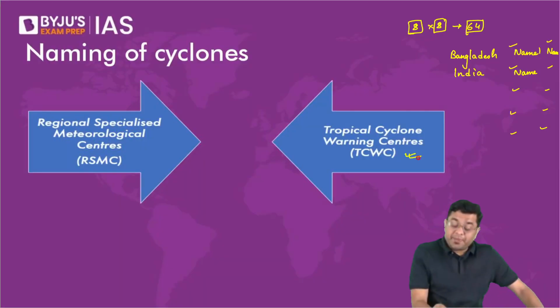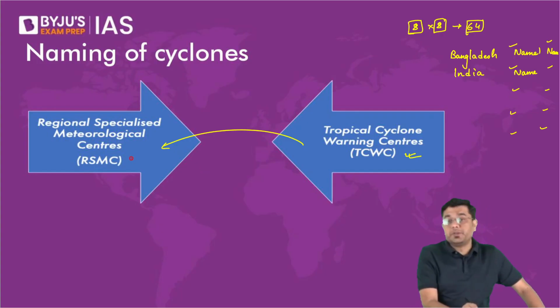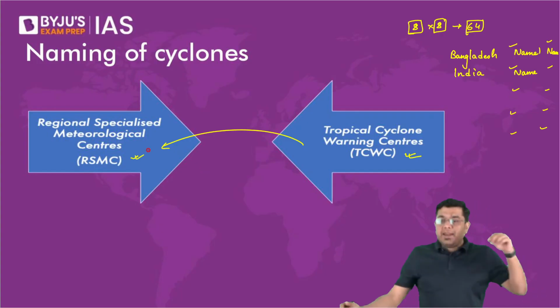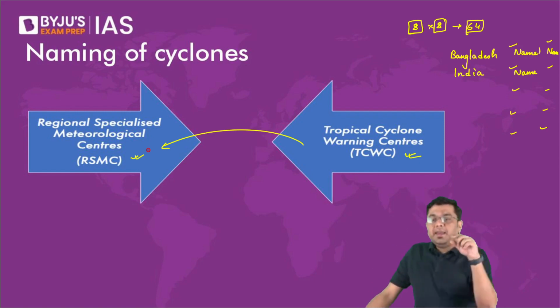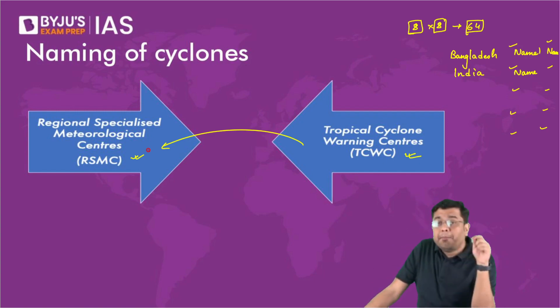That is something which alerts the RSMCs, that is the Regional Specialized Meteorological Center. And the RSMCs, basically, that is where a name is picked from that list, and that is given to that particular cyclone. So that is how the cyclone naming is done, especially in the case of the Northern Indian Ocean.